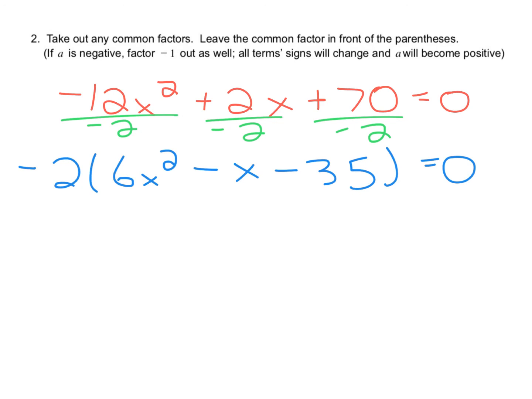Okay? You could verify that by multiplying back together. You get -12x squared there. You get positive 2x there. You get positive 70 there. So it's good. So that's what we need for step 2.